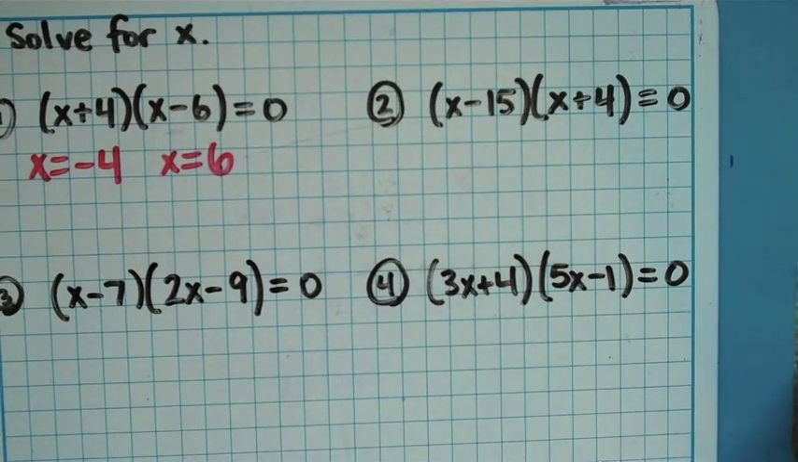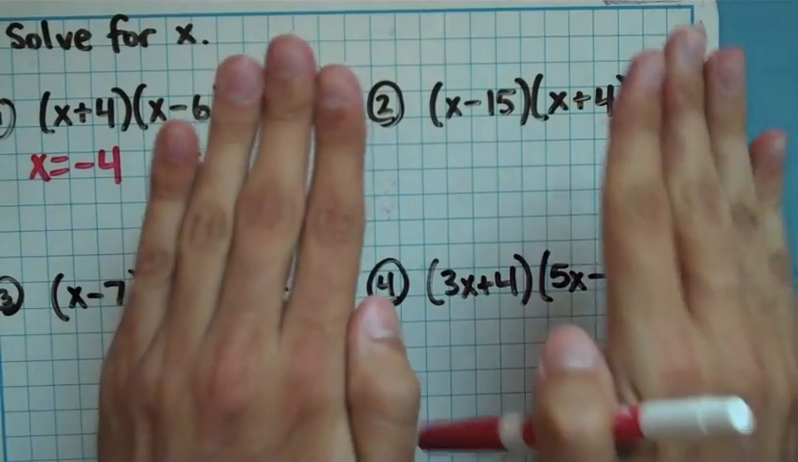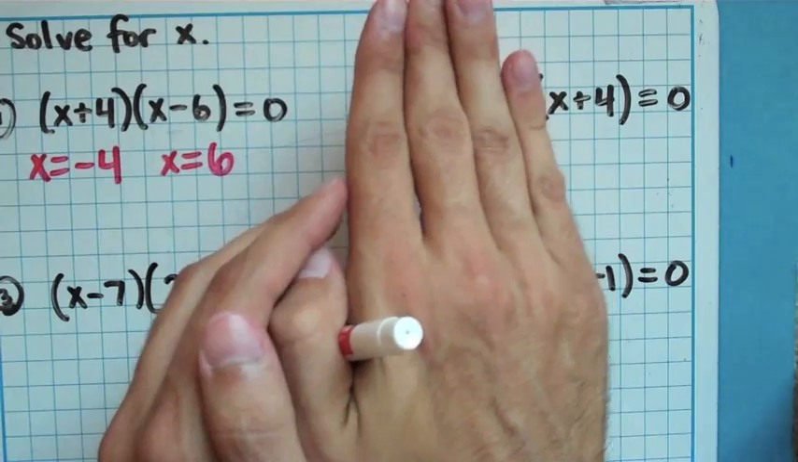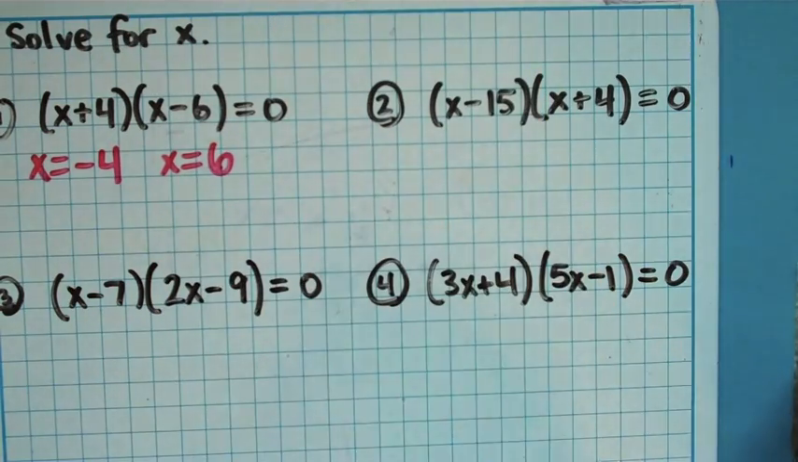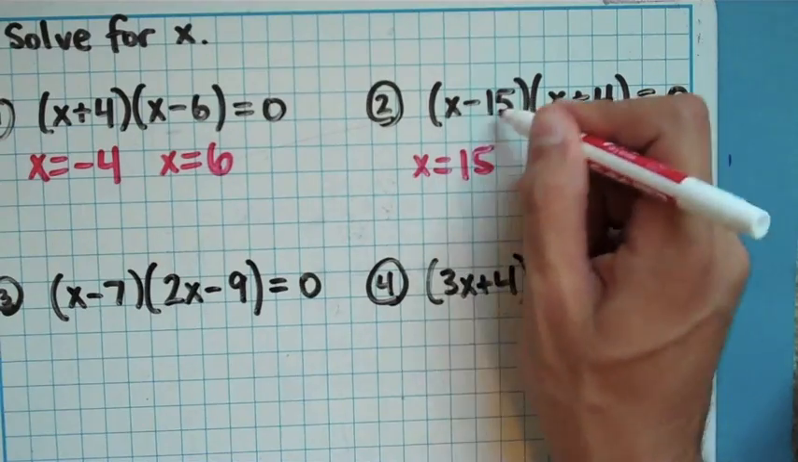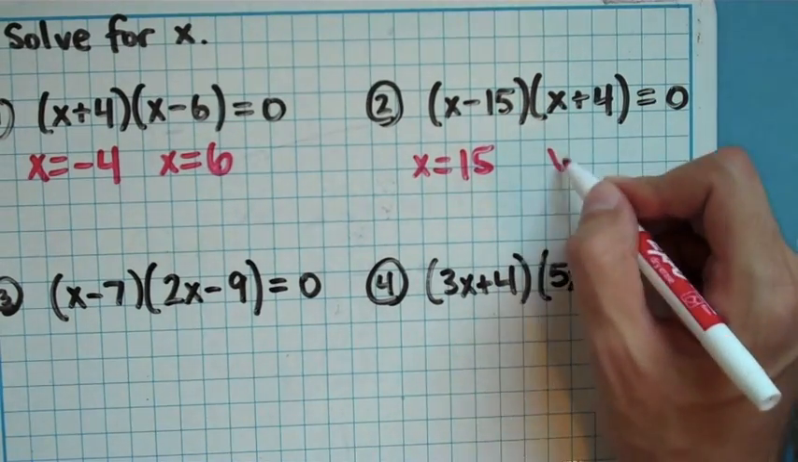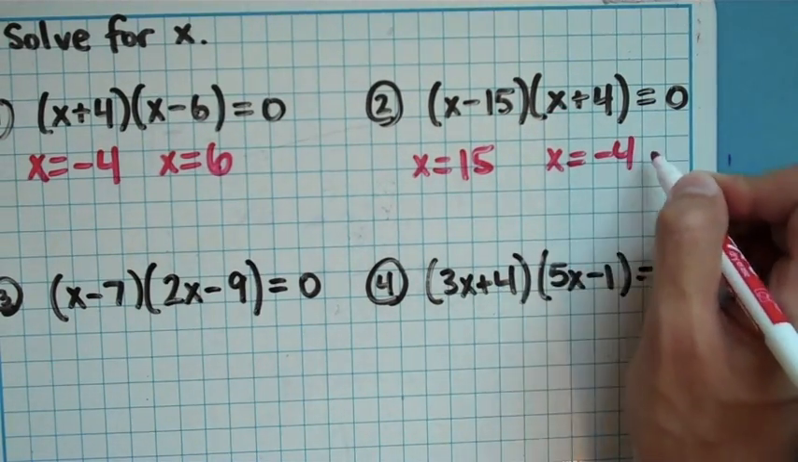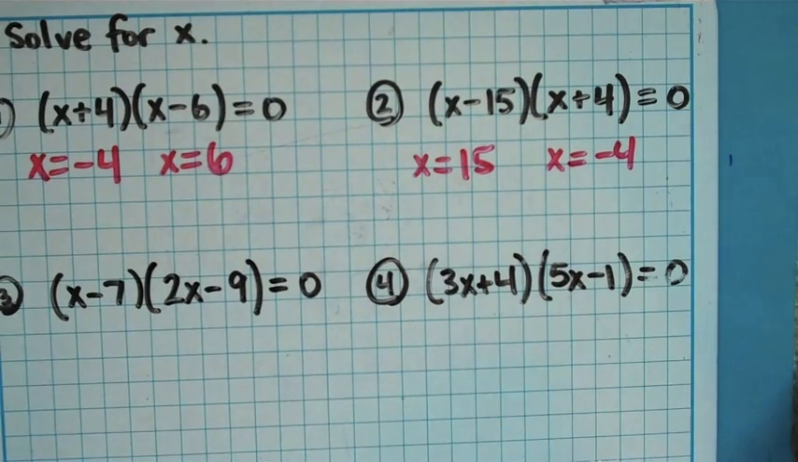So on the second problem here, try this one out for yourselves. Try to find your numbers that will make it work. You want to make the left parenthesis equal to 0, and you want to make the right parenthesis equal to 0. On this one, for the first parenthesis, x equals 15 will work, because 15 minus 15 is 0. And on the second one, it'll be negative 4, because negative 4 plus 4 is equal to 0. So it's seeming like these problems really aren't so bad. It's pretty much just looking at it and figuring out what number makes it work.